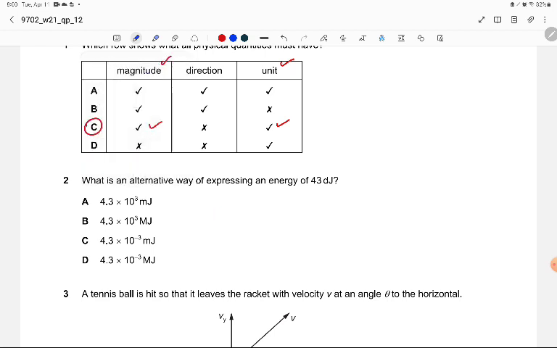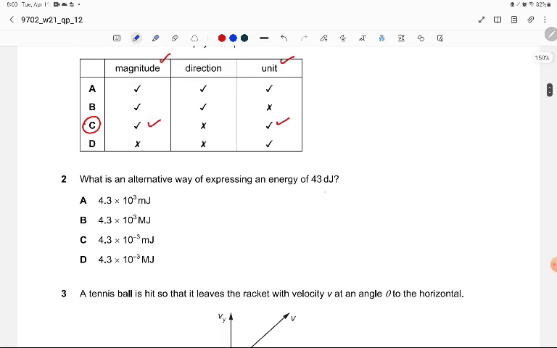Okay, what is an alternative way of expressing an energy of 43 decijoules? So 43 decijoules is going to be multiplied by 10 raised to power minus 1 joules. Deci stands for 10 raised to power minus 1. So I'm just going to convert this into 4.3 joules. Now I'm going to be matching up all these values over here, converting these to joules, and let's see where we stand.